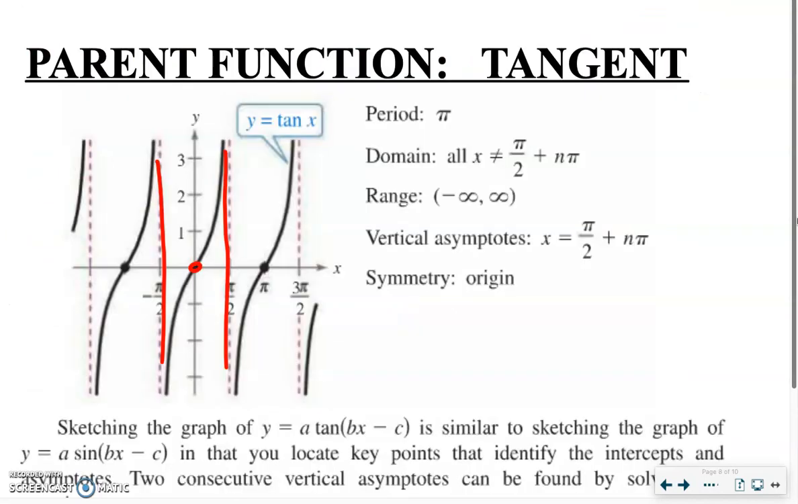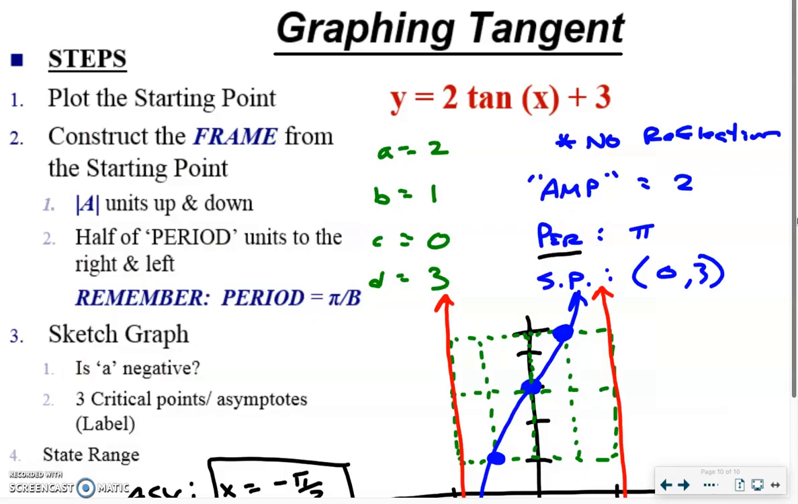So remembering also what those parents look like. Again, the parent function for tangent is going to be increasing through the origin. The sine curve, we go through the origin, starts off increasing. The cosine curve does not go through the origin. It starts off 1 unit above. So with that in mind, hopefully we're feeling a little bit better about this stuff.